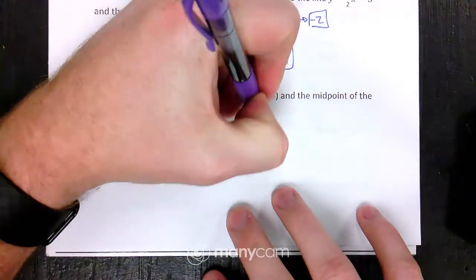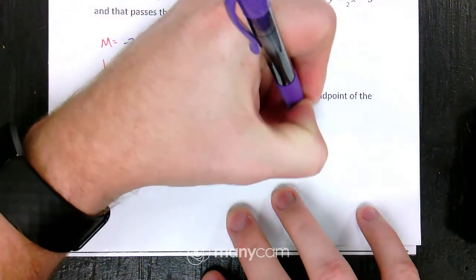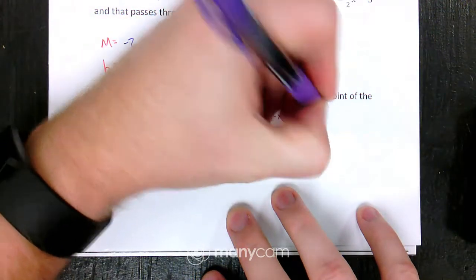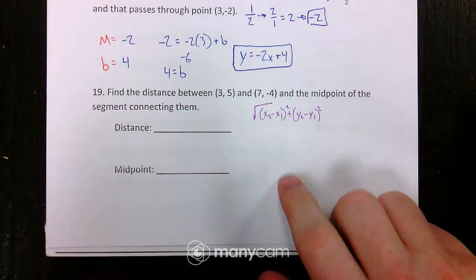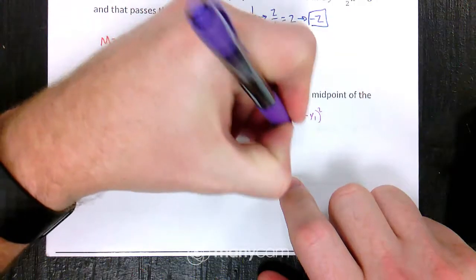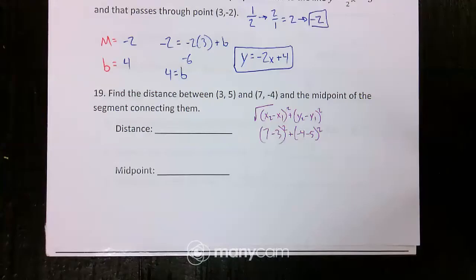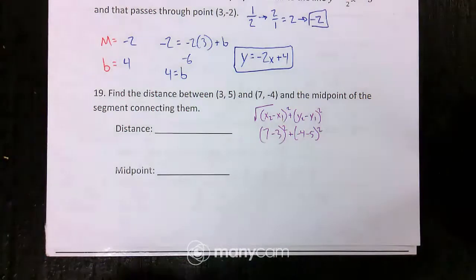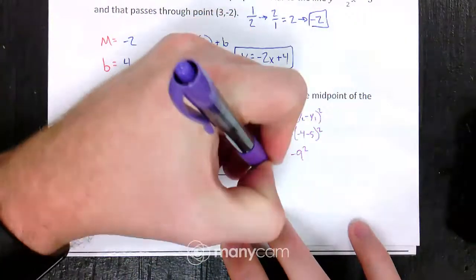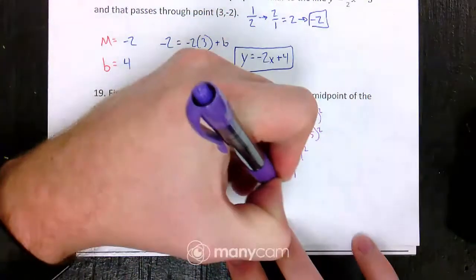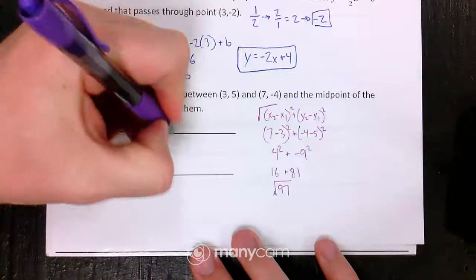Alright, my distance formula is the square root of x2 minus x1 squared plus y2 minus y1 squared. That's my distance formula. Let's plug those points in. 7 minus 3 squared plus negative 4 minus 5 squared. That gives me 4 squared plus negative 9 squared, 16 plus 81, square root of 97. Now, that's a prime number, so that's my answer.